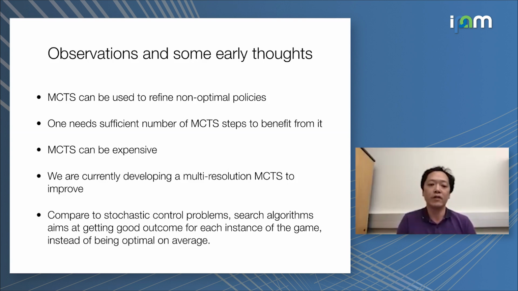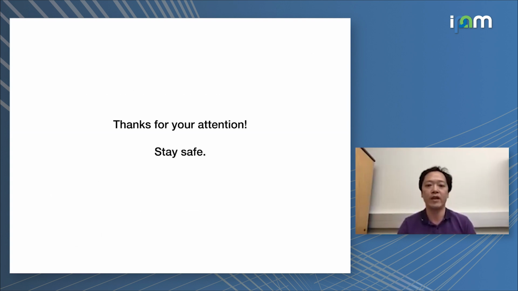So to counter that, we're developing a multi-resolution version of Monte-Carlo-Tree search in order to improve the branching out aspect of Monte-Carlo-Tree search. And one would say that this type of algorithm is developed with the objective that we would always want to try to get a good outcome for any instance of the game, instead of saying that on average we want to have a good performance. So with that, I will end my talk, and thanks for the attention, and please stay safe.